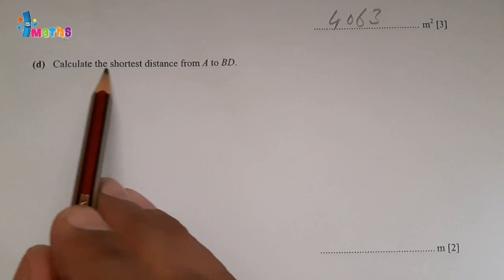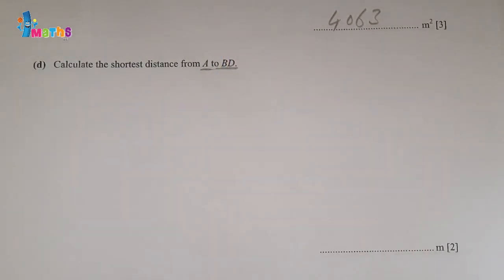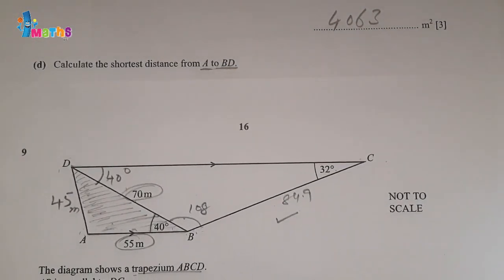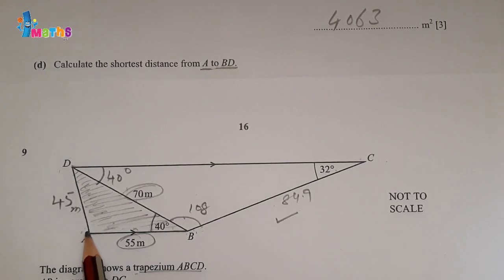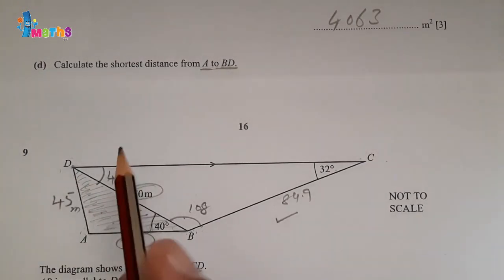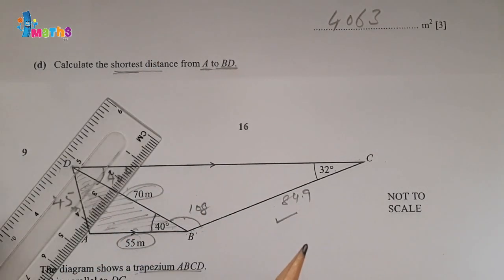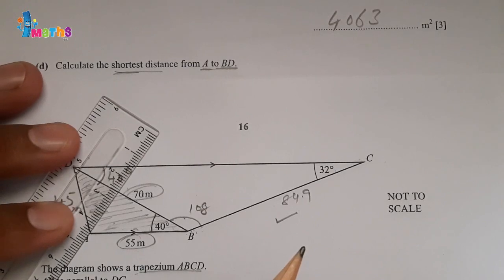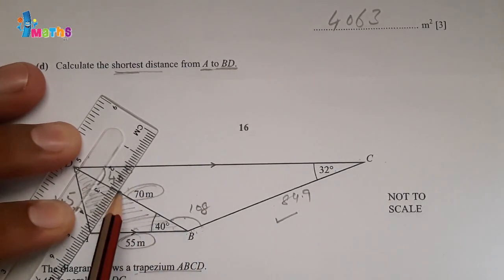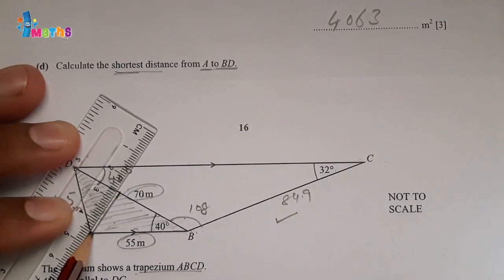Part D, calculate the shortest distance from A to BD. Again, we'll refer to the diagram provided. A is this one and BD is this one. So, shortest distance: if we draw, the shortest distance will be the perpendicular on this line BD. So, this will be the shortest distance.